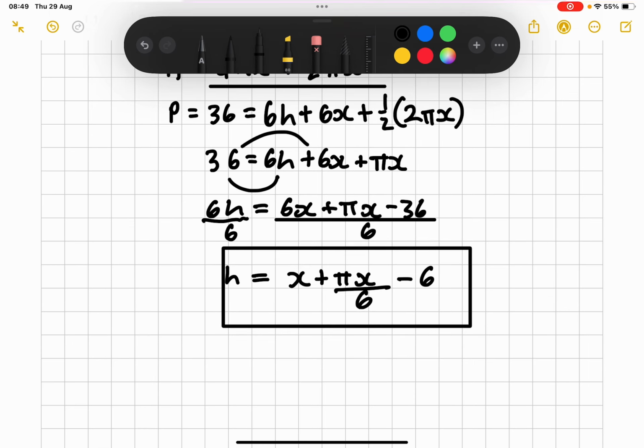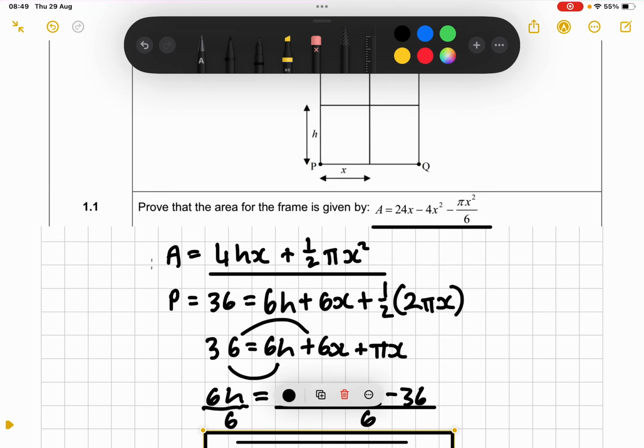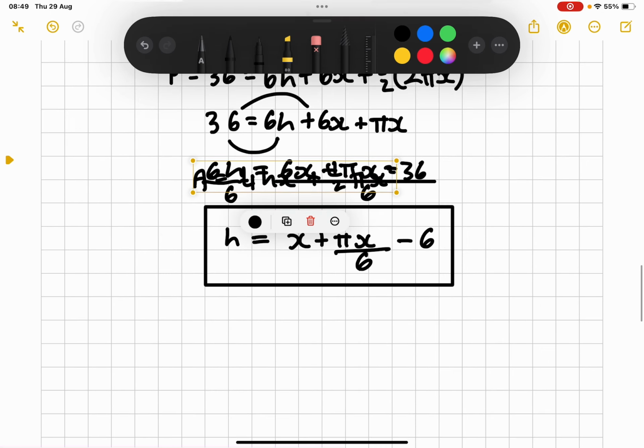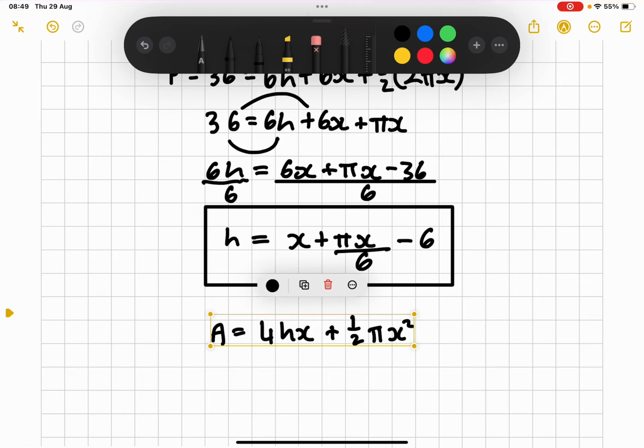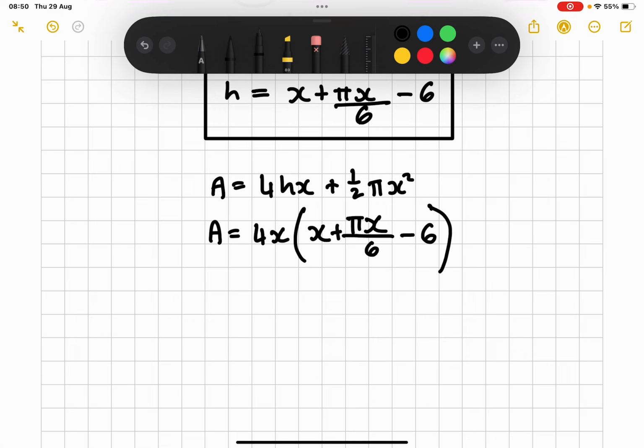Then we're just going to take our area over here. We're now going to pop our h that we just solved for into that equation. So A is going to be equal to 4. I'm going to put the x here so that it's easier to look at. And then we have our x plus pi x over 6 minus 6. Add that to the half pi x squared.